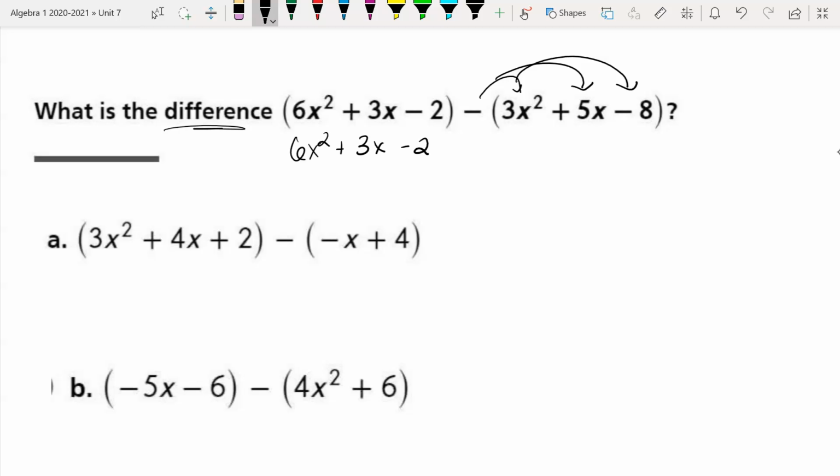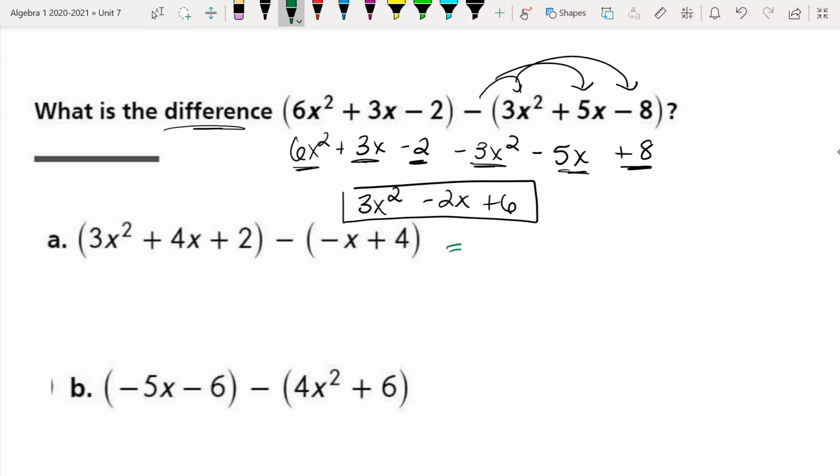So this has become a negative 3x squared because it was positive on the inside. This has become a negative 5x because it was positive. It's going to become a positive 8 because it was negative. And then I go through and I combine like terms. So I distribute the negative and then combine like terms. You don't have to do that. You can just know that the negative goes to everything and then combine like terms just based off however you want to do it. So 3x minus 5x would be negative 2x. Negative 2 plus 8 would be positive 6.